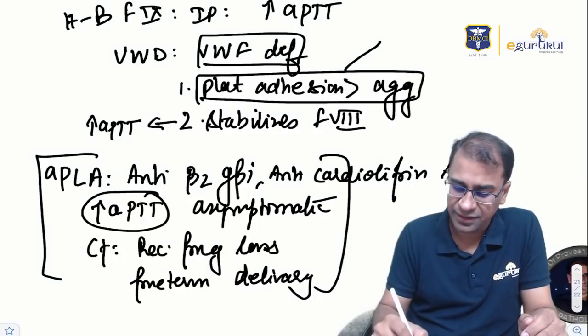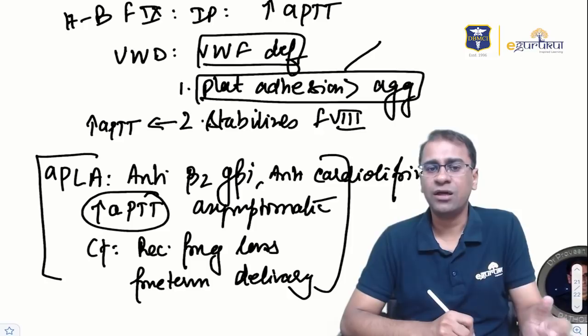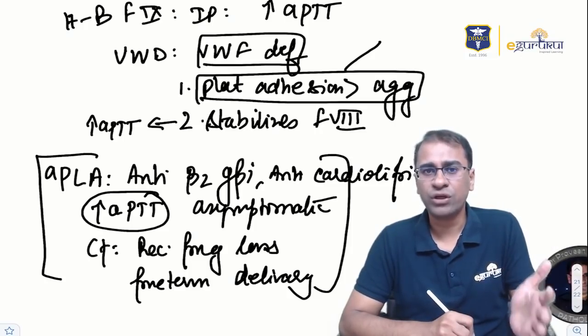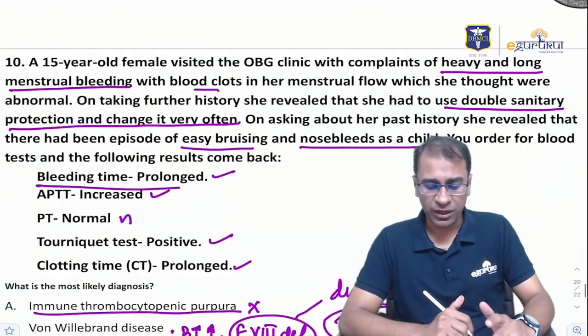antibodies. These are all findings you expect in what is called anti-phospholipid antibody syndrome, called APLA. So with this history, you can differentiate the disease.